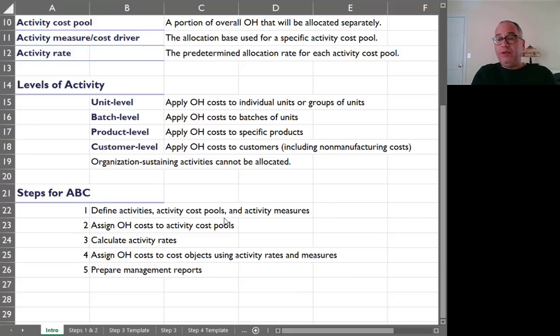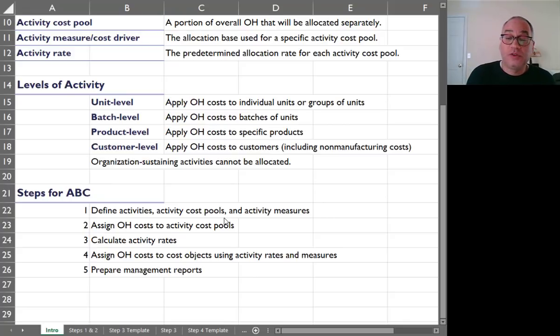Product level would be for all of a single product. So if a company makes 30 different products, then we would want to keep track of costs according to product. We could also establish activity by customer level. Customers require certain levels of activity. And so what we may do is apply overhead to customers so we have an idea of how much different customers cost. And there's also a very important idea in activity-based costing, and this is the idea of organization sustaining activities. There are some costs that can't be allocated.